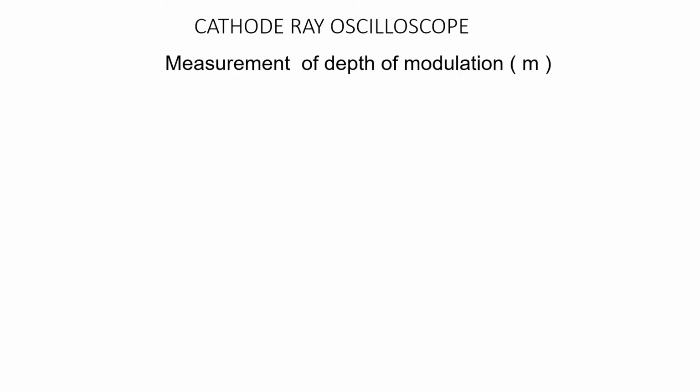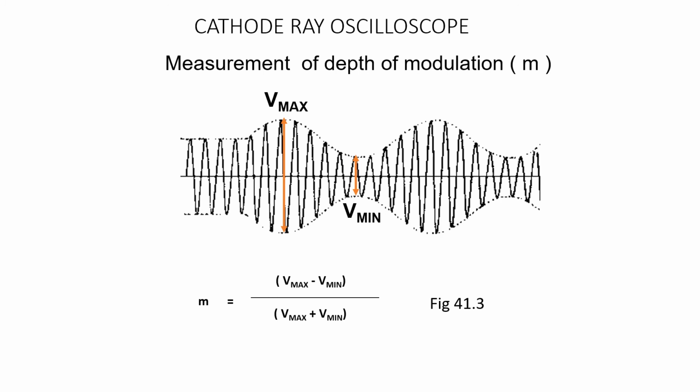And next, depth of modulation. A modulated signal, we know, is nothing but a carrier wave whose amplitude is changed in accordance with the audio signal or a video signal, or we call it a base signal. So when you apply a modulated signal to a CRO, you will observe the waveform as shown in this figure.